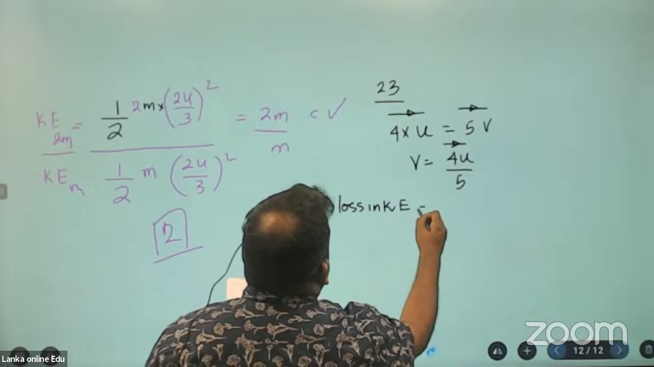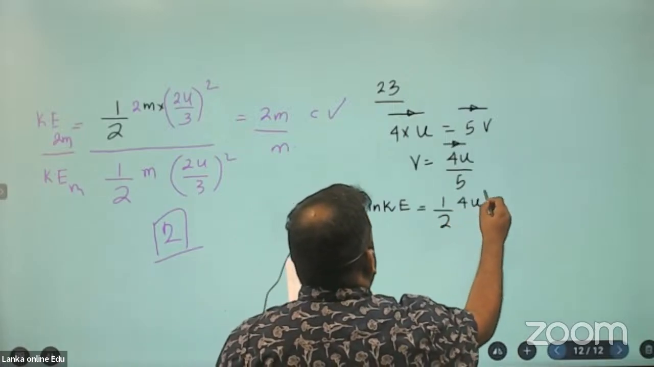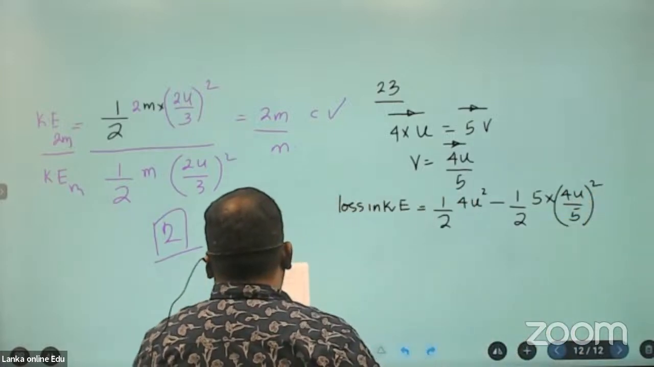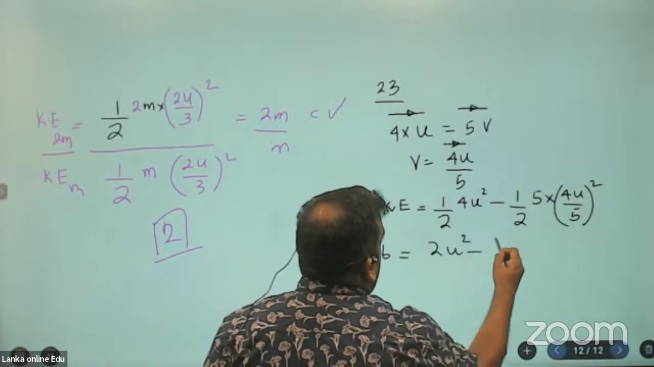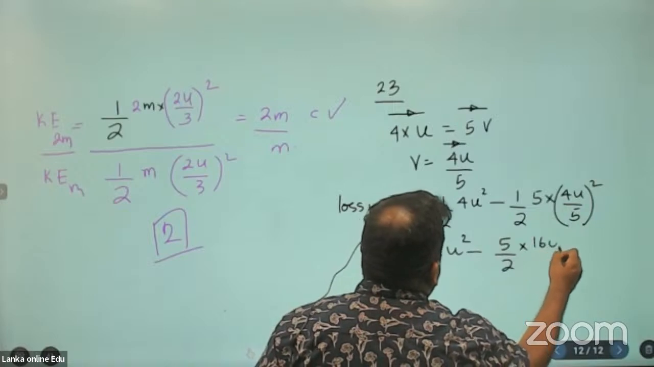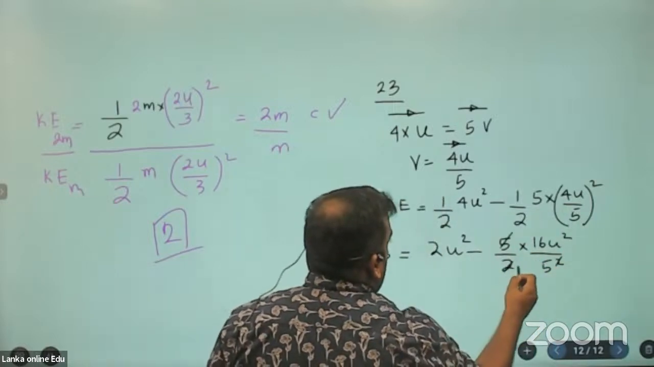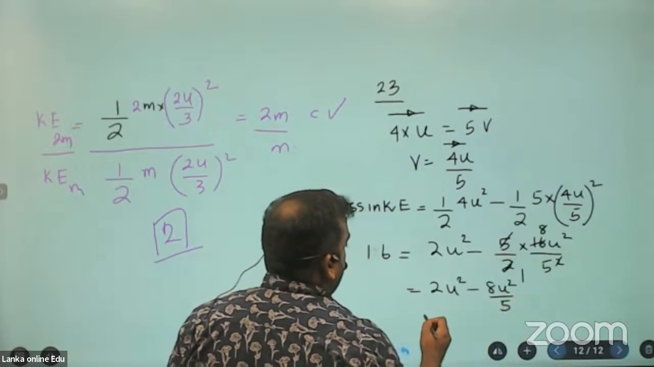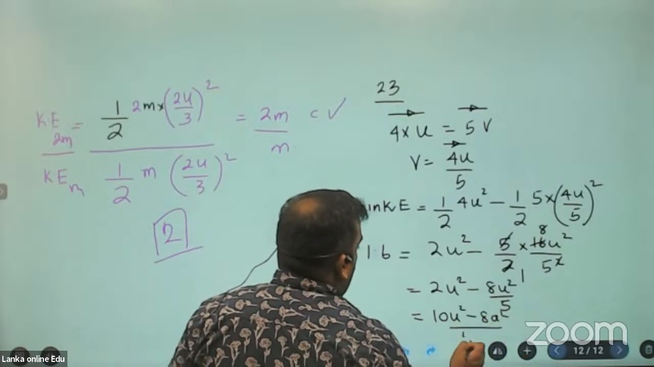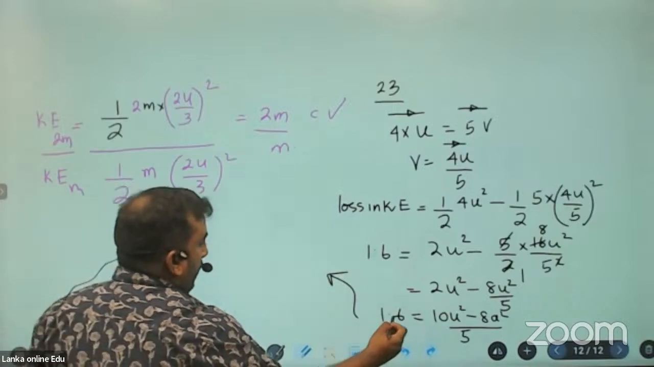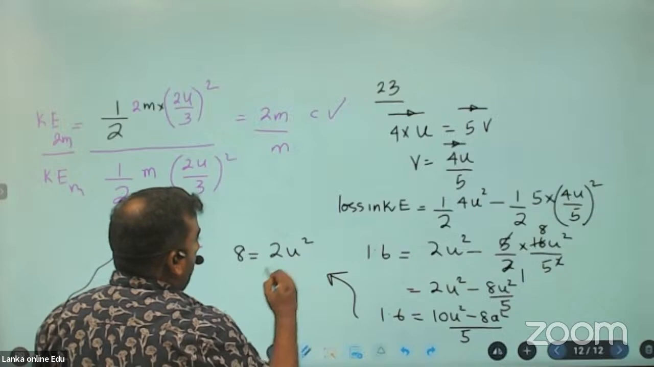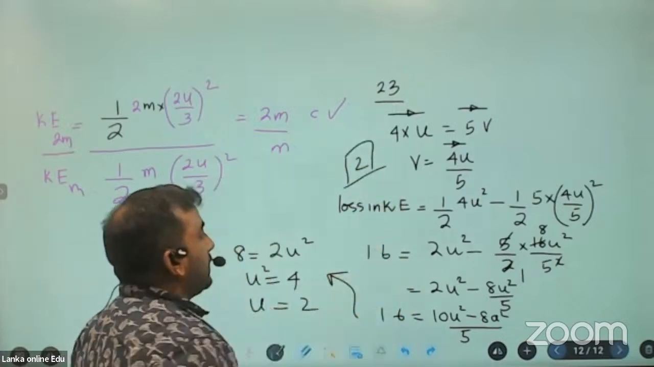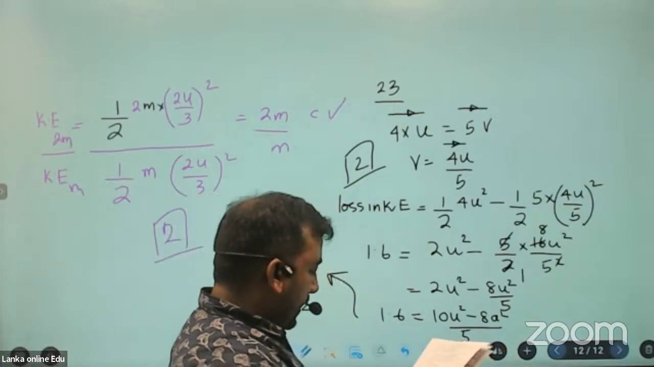Loss in kinetic energy is initial kinetic energy, half times 4 times u squared, minus half times 5 times v squared, with v equal to 4u divided by 5. Loss in kinetic energy is 1.6 joules. That is 2u squared minus half times 5 times 16u squared over 5 squared. One 5 cancels out, and 2 times 8. So 2u squared minus 8u squared over 5, that is 10u squared minus 8u squared over 5, equals 1.6. Cross multiply: 1.6 times 5 is 8, so 2u squared equals 8. U squared is equal to 4, u is equal to 2. So the answer is answer number 2.